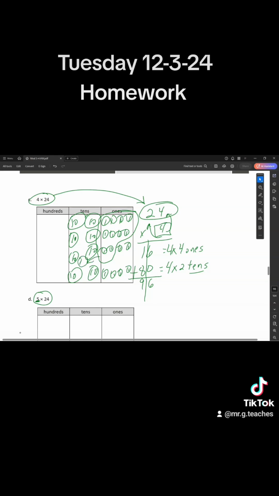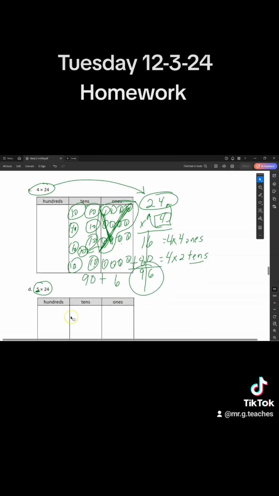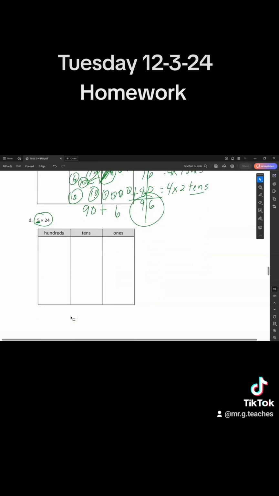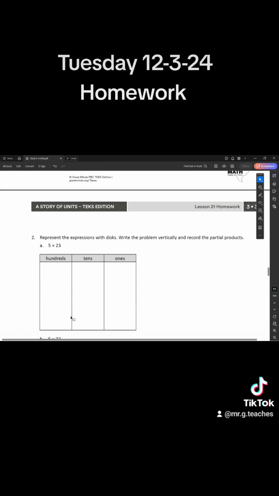And I'm going to make a 10. Now that I did that, these are gone. They're done. I cannot use them again. So now I'm going to count what's left. 1, 2, 3, 4, 5, 6. Now I got my tens. 10, 20, 30, 40, 50, 60, 70, 80, 90. 90 plus 6 is 96. Okay, so that's going to leave you to do D on your own.